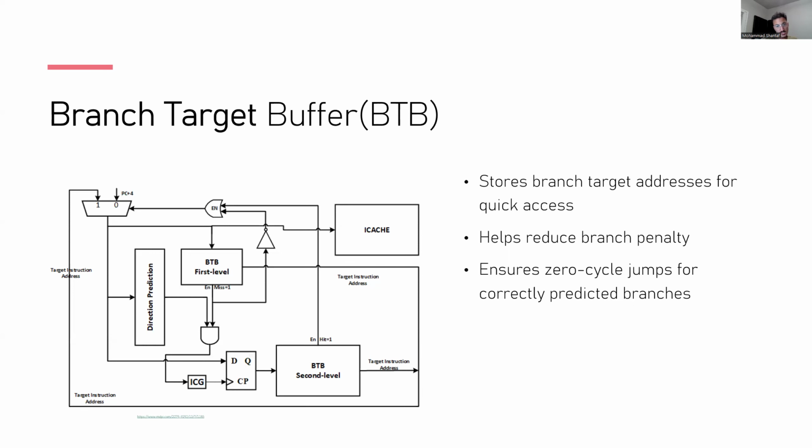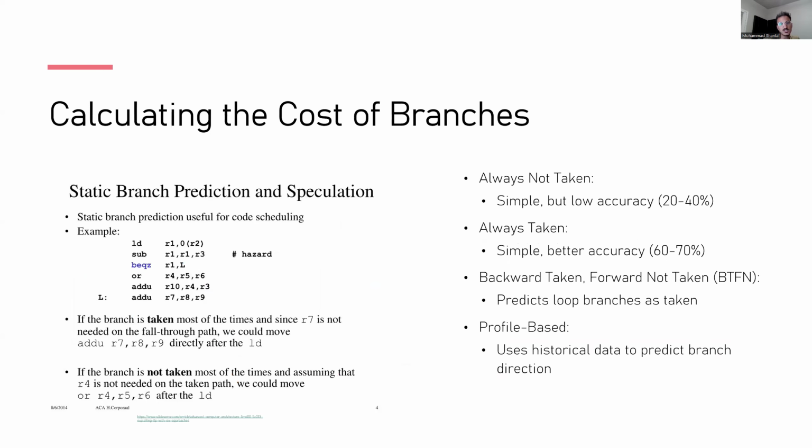Anyways, let's hop into the next slide where we'll talk about the calculation of the cost of branches. Always not taken is simple, but it has a low accuracy. Always taken is simple, but it has a better accuracy, which falls into 60 to 70%. Backward taken predicts loop branches as taken, and profile based uses historical data to predict branch direction.